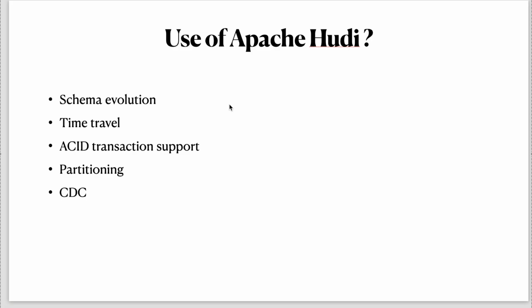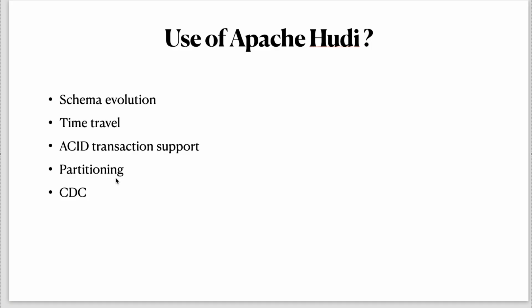It has support for ACID transactions and concurrency. Then partitioning. With the help of Apache Hudi, you can partition your data with a given or specified column. So you can scale up your data easily or shard your data.